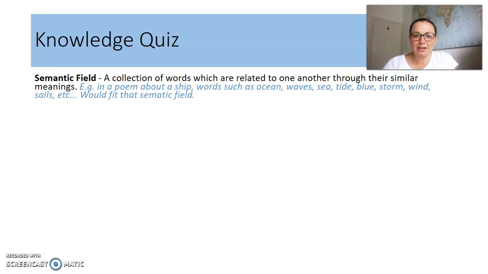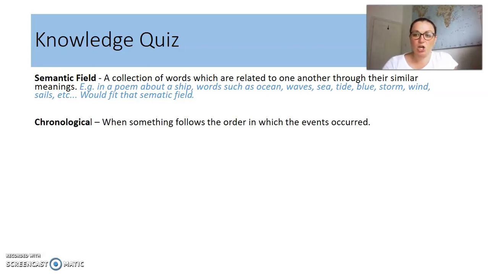So a semantic field is a collection of words which are related to one another through similar meaning. So for example, if there was a poem about a ship, words such as ocean, waves, sea, tide, blue, storm, wind and so on, all of those would fit that semantic field. So they all link to that idea of a ship. So that is semantic field.